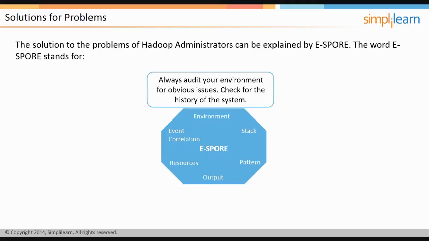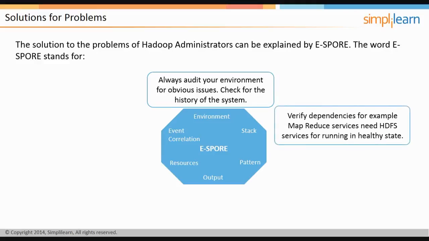Verify what is different in the environment now and in the environment the last time the system worked. Stack: verify dependencies. For example, MapReduce services need HDFS services for running in a healthy state. All of the HDFS depend on the Namenode, and this Namenode depends on the host operating system. Now comes the pattern. You should look for patterns in failures.